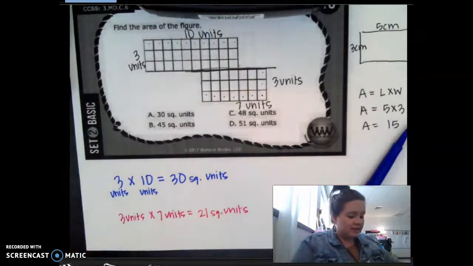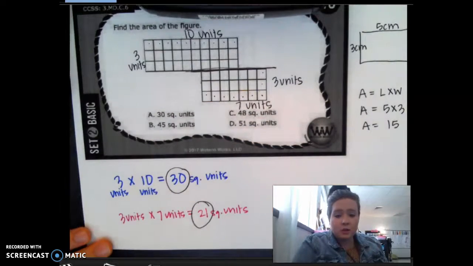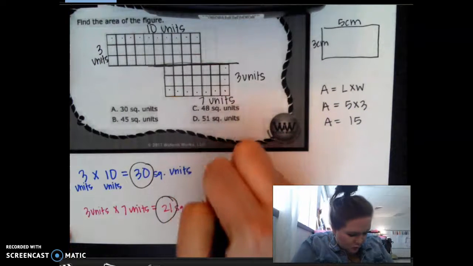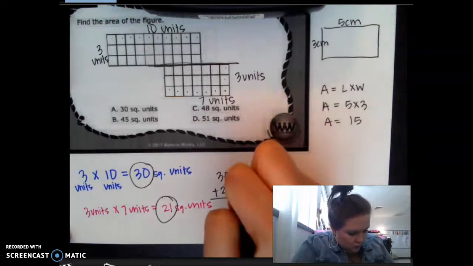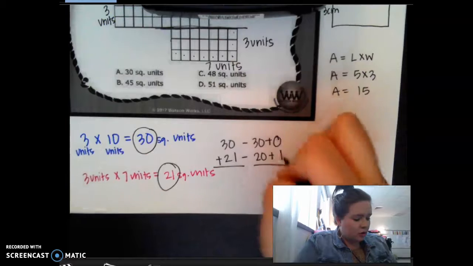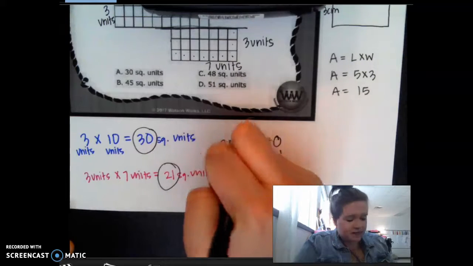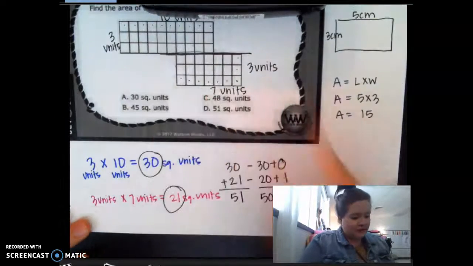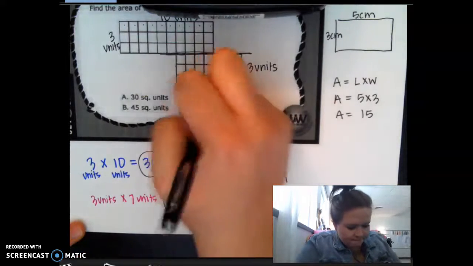So now I'm going to take 30 square units and 21 square units and add them together. All right? 0 plus 1 is 1. 30 plus 20 is 50. 50 plus 1 equals 51. So the combined area of this figure in square units is 51 square units. All right?